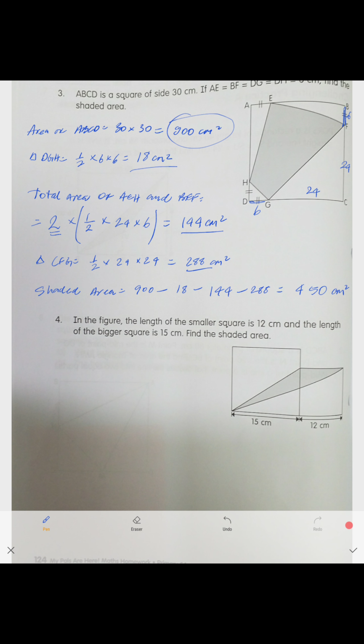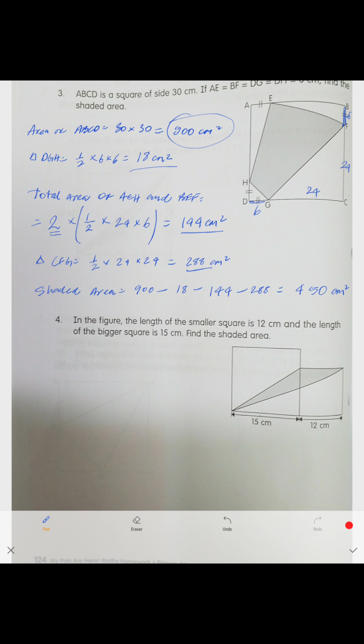The next problem. In the figure, the length of the smaller square is 12 centimeters, the length of the bigger square is 15 centimeters. Find the shaded area. Alright, very easy. So we have one square with the side of 15, then we have a second square with the side of 12. One side. And they ask us to find this thing.